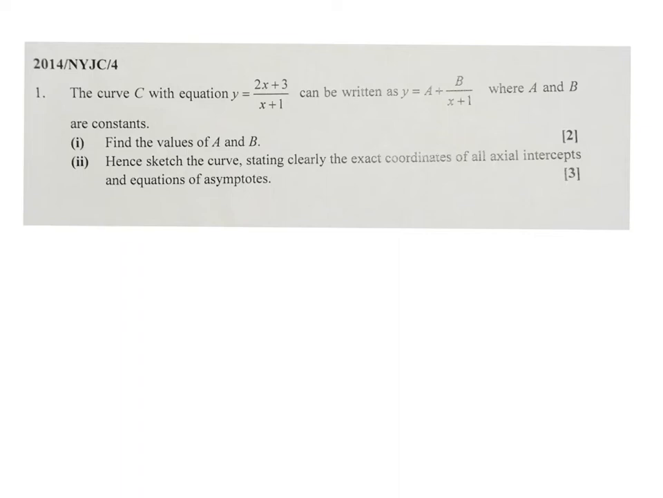Okay, so the curve C of equation y equals 2x plus 3 over x plus 1 can be written as y equals a plus b over x plus 1. So find the values of a and b. So, one way to go about doing this is simply to apply long division.